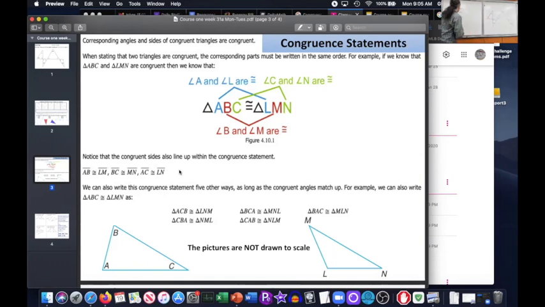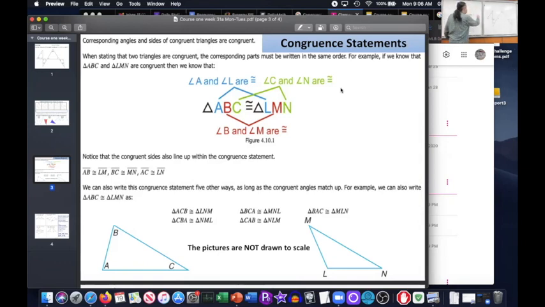All right, and so the two pictures on the bottom I did not draw to scale. I did that on purpose. We want to shy away from going by what we see as best as possible. It's not always easy. Okay, so if you're given a congruence statement, then the first letters are the same angles, the second letters are the same angles, and the third letters are the same angles.